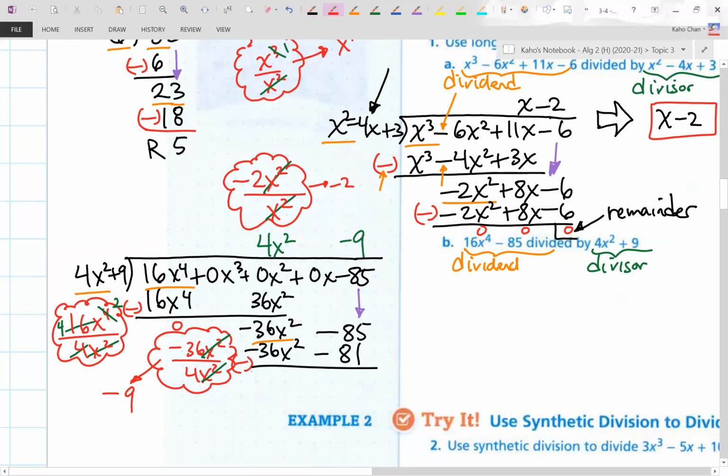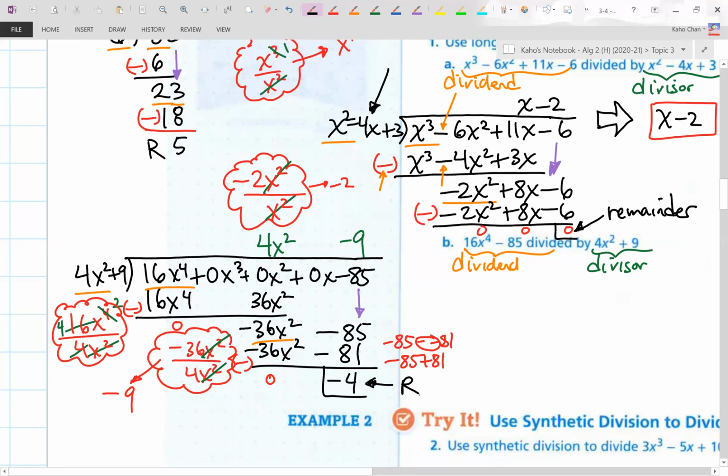All right. Negative 36 minus negative 36 goes away. Oh, 85 and 81, be careful here. We have negative 85 minus a negative 81. Negative 85 minus negative 81 will give you a plus 81 because of the double negatives, which means my remainder is negative 4.